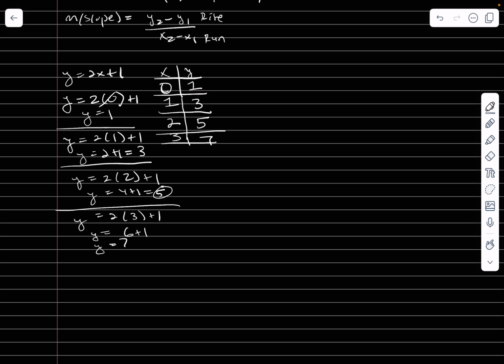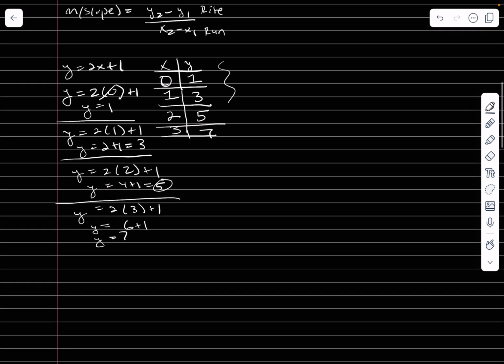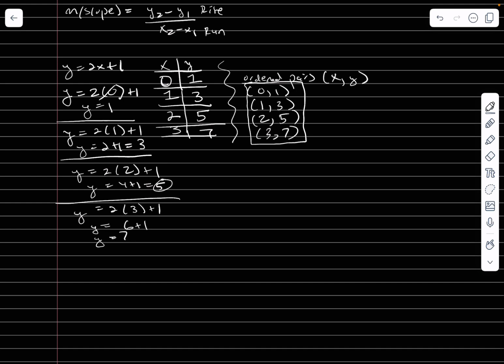These are the points on the line, and they will be considered ordered pairs. An ordered pair is a set of coordinates on a graph. And ordered pairs are usually in the format x comma y. The x comes first and the y comes second in the ordered pair. So an ordered pair for 0, 1 would just be 0 comma 1, then 1 comma 3. I'm just getting it from the table here. Since x is 2, 2 comes here, and then 5, and 3 comma 7.